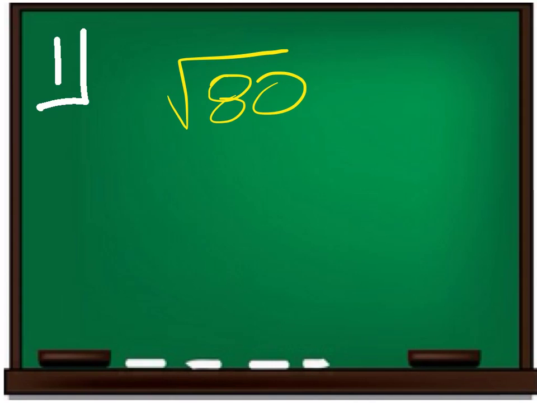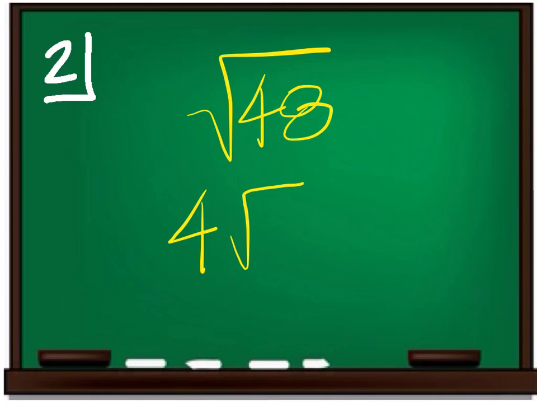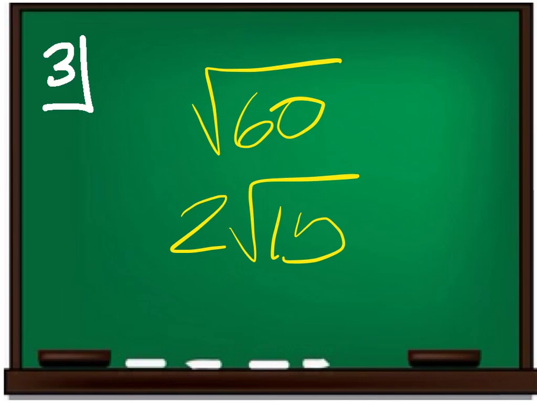The answer for this one, for the third time today, is going to be 4 square root of 5. Answer on this one for how many times today? 3. 4 square root of 3. The answer should be 2 square root of 15.